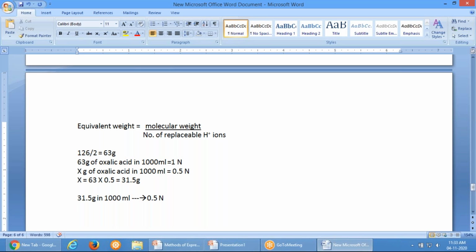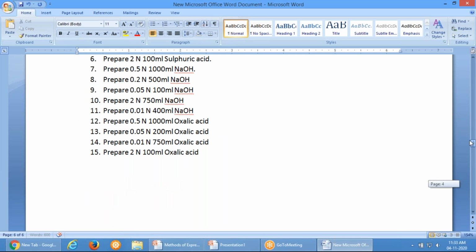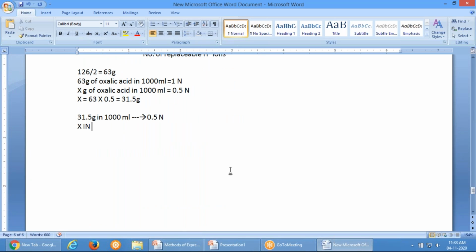How much do you want now? 1000 ml, ma'am, 0.5 normal. So 31.5 is your answer. That's it. You have to take 31.5 grams in 1000 ml water to get 0.5 normal oxalic acid.